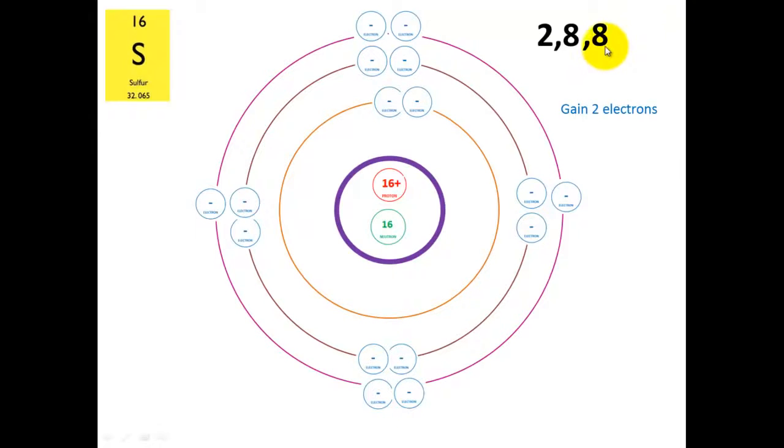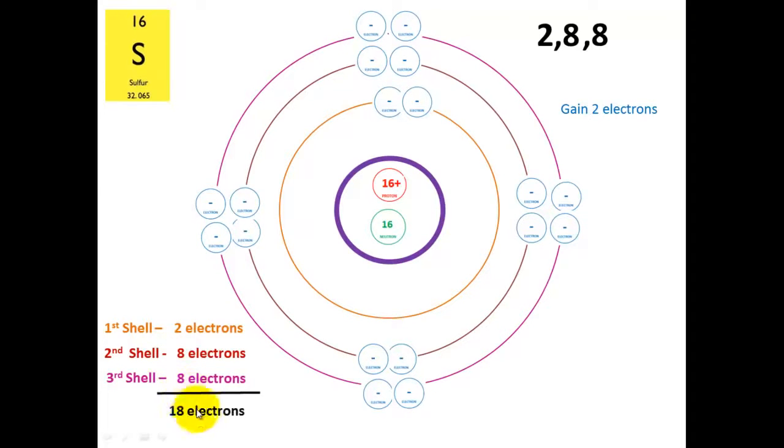So this is going to become 8 in the outside shell, and we're going to get 2 electrons jumping in. There they are, 1, 2. So we'll have 2 in the first shell, 8 in the second shell, 8 in the third shell to give us a total of 18 electrons.